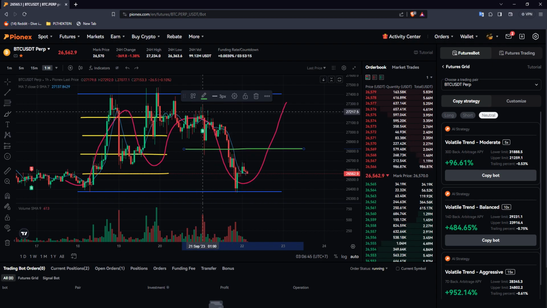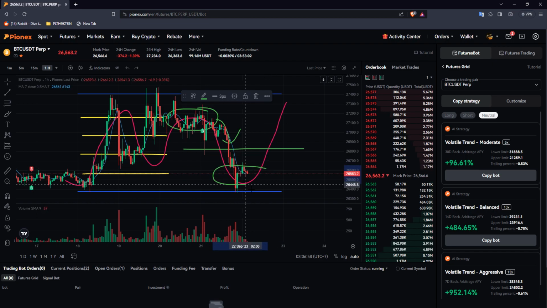As the price goes above your start price and to the top of your price range, the bot will start to short. And as the price goes down below your start price to the bottom of your price range, the bot will start to long, expecting the price to go up.